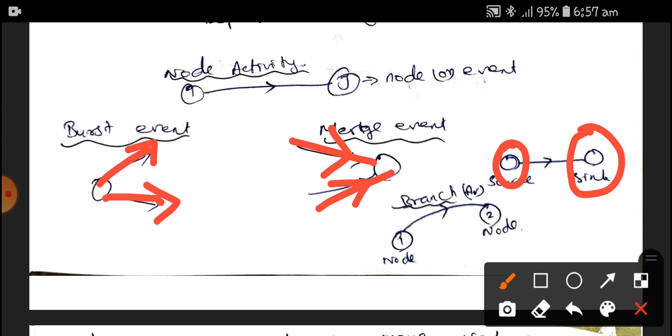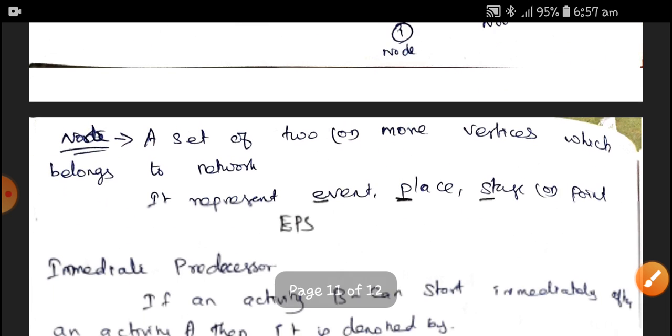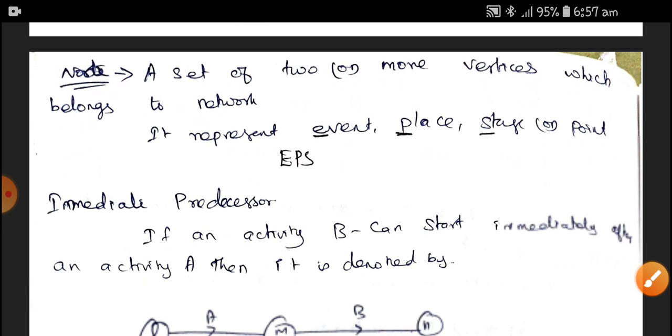Next one, branching of an activity means that from node 1 to node 2 we are dealing with a separate branch. That is called branching of an activity. Next, we have to see what is meant by a node. A set of two or more vertices which belongs to a network is called a node. It is represented by an event, place, stage or a point.